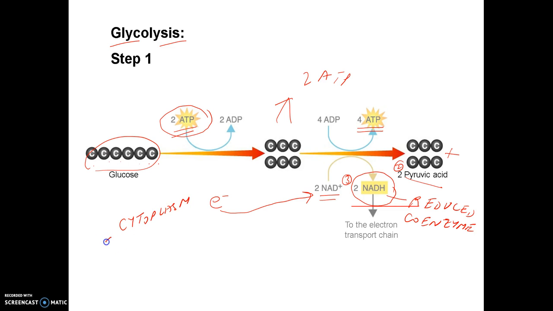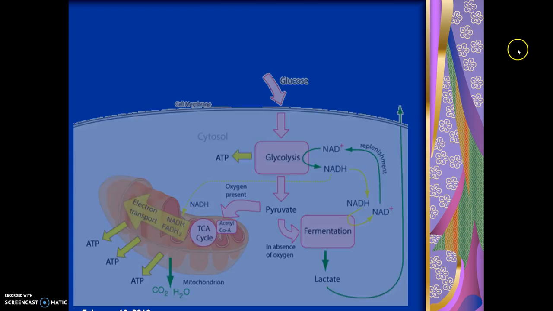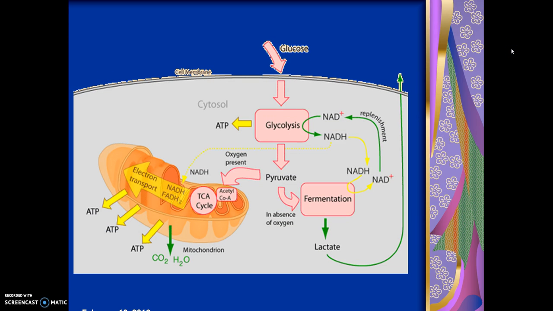Glycolysis takes place in the cytoplasm. It does not need oxygen. If there is oxygen, fine, but it does not use oxygen. So this is an anaerobic step. It's a very simple, very quick, very fast way of the cell getting ATP.